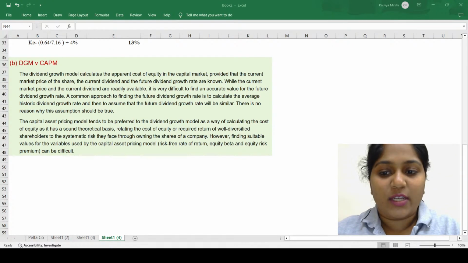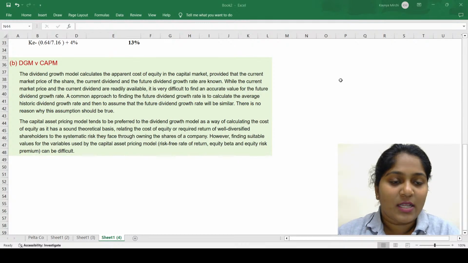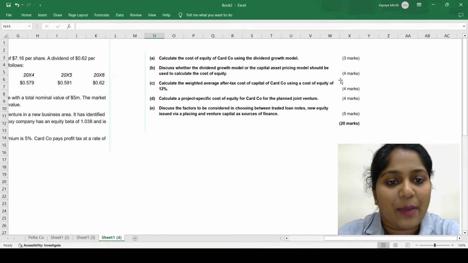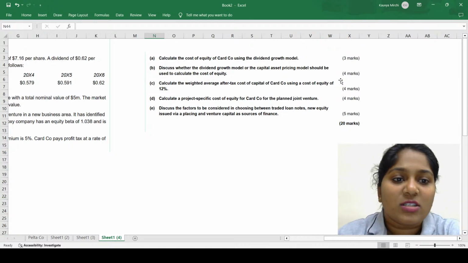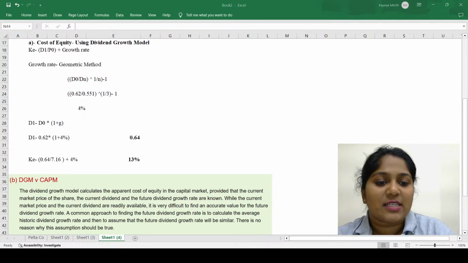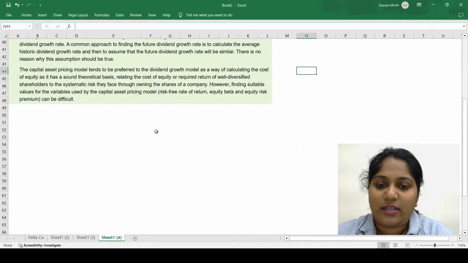Right, so let's move to the next requirement. What is the next requirement that you can see in the question? They're asking you to calculate the weighted average after tax cost of capital of the company using a cost of equity of 12%. They're not asking you to use 13% here. Instead, they're asking you to calculate with just 12%, and it is after tax cost of debt. So first, people, we have to calculate the IRR, which is the cost of debt. That is how we will be able to calculate the remaining part.